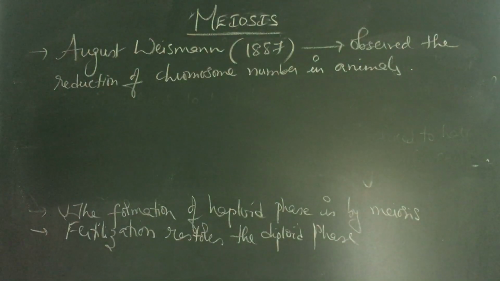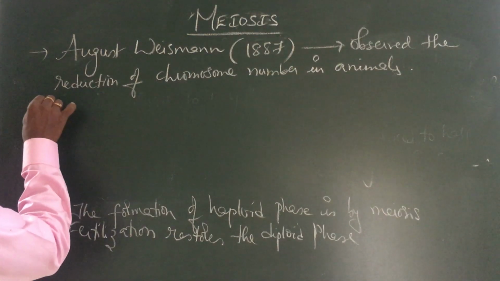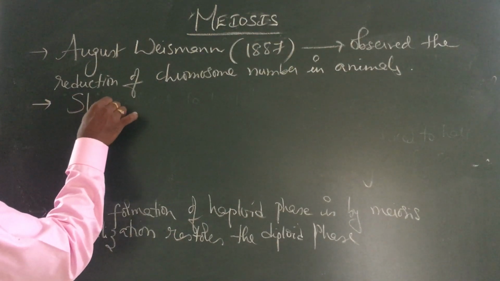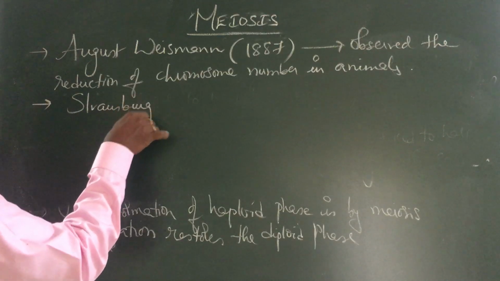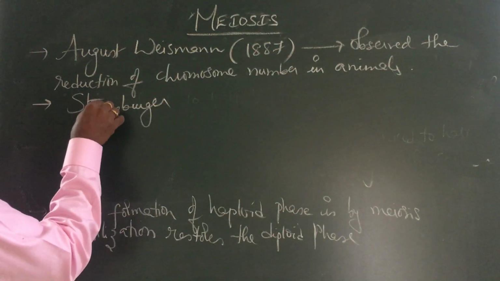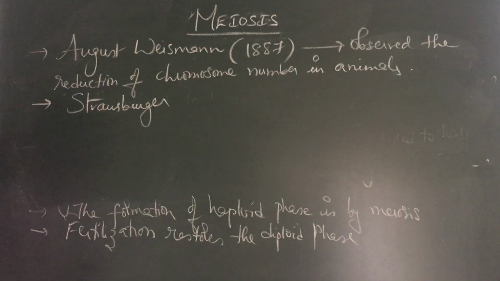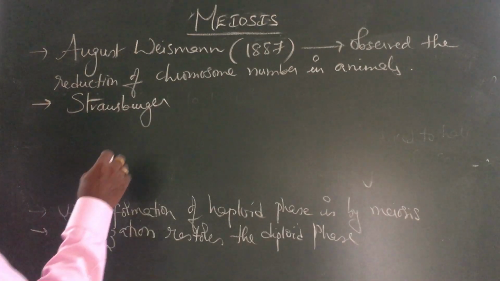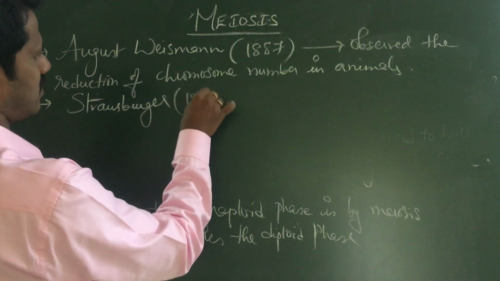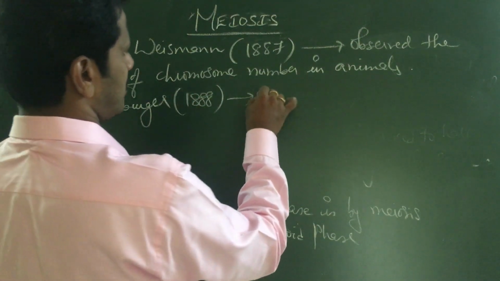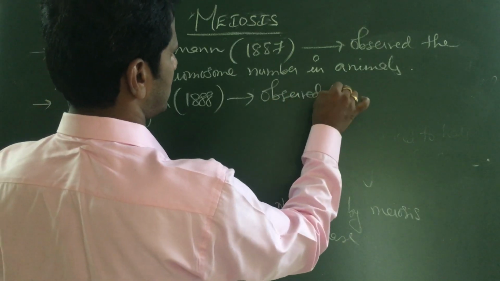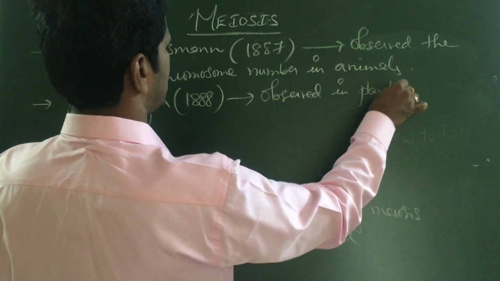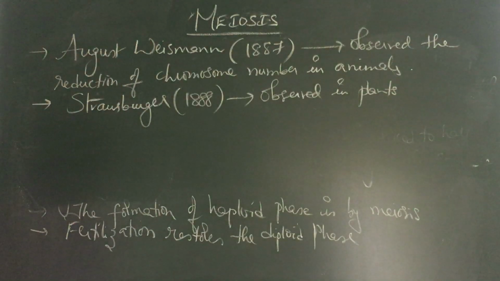He observed the reduction of chromosome number in animals, whereas Strasburger later, in 1888, observed it in plants. So first in animals, then in the case of plants. Okay, right.